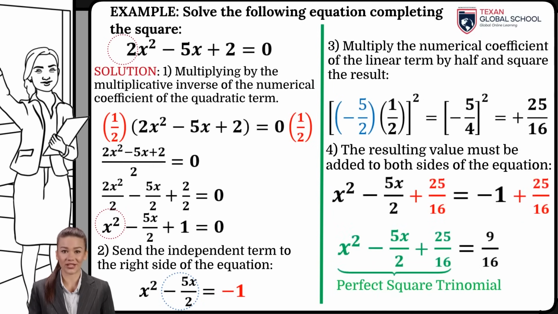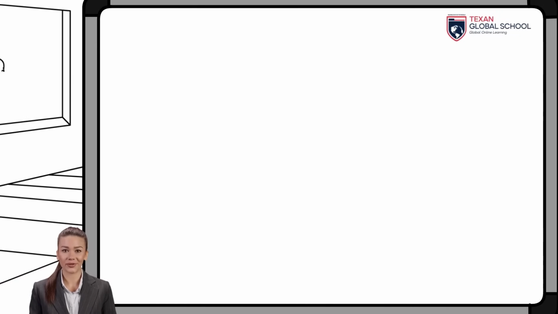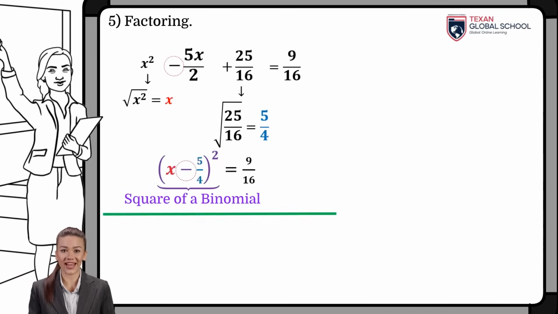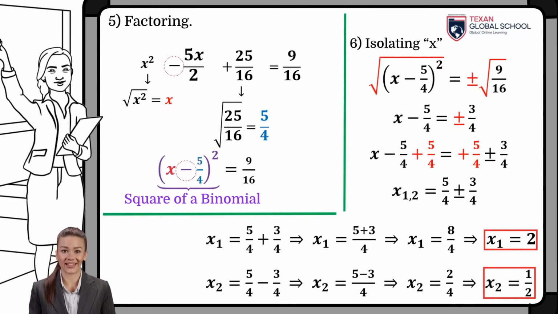In this way, we complete the perfect square trinomial. We factor as a squared binomial, taking into account that, in this case, it is negative. And we isolate x, resulting in two values from the equation, x equals 2.5.